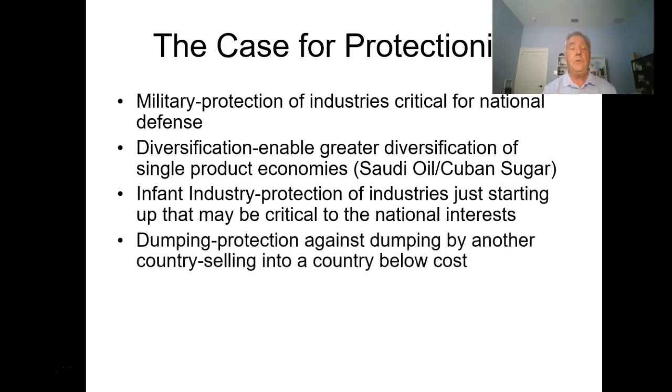Dumping, protection against dumping by another country. Selling into a country below cost. Dumping sometimes is used by governments like subsidies. The example I gave you before was $2 a bushel of wheat. If I give you $2 a bushel of wheat, your cost is less than the world market, and you can sell into the world market at a lower price than anybody else, because I, the government, have given you some money to go out and do that.